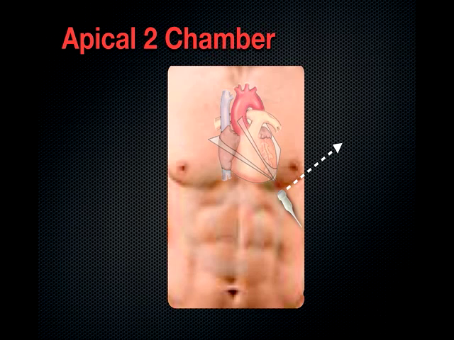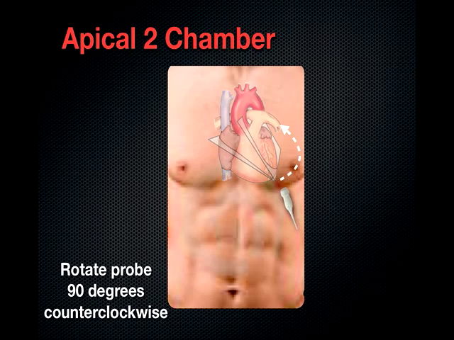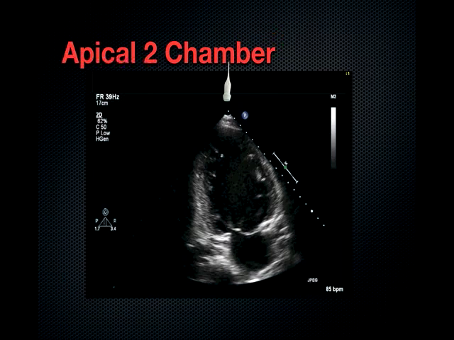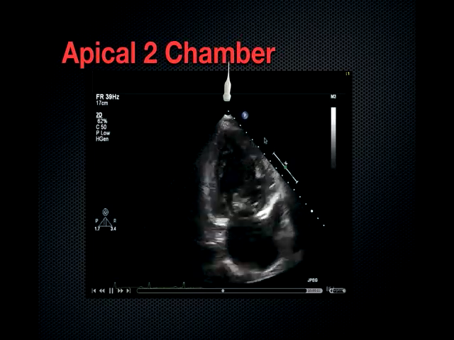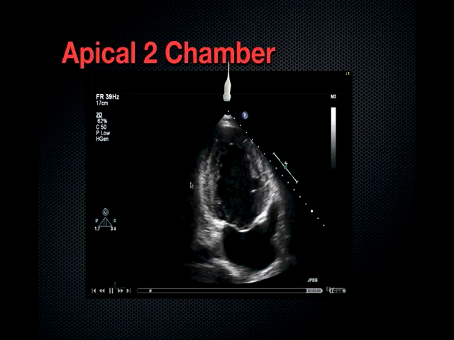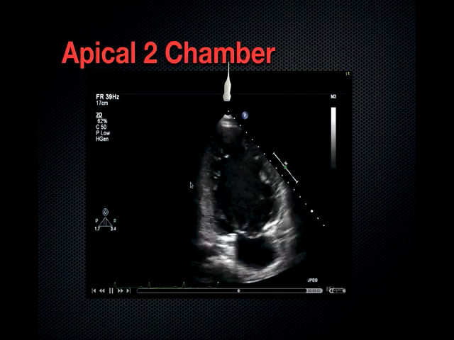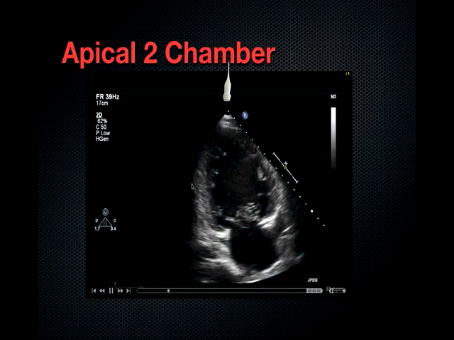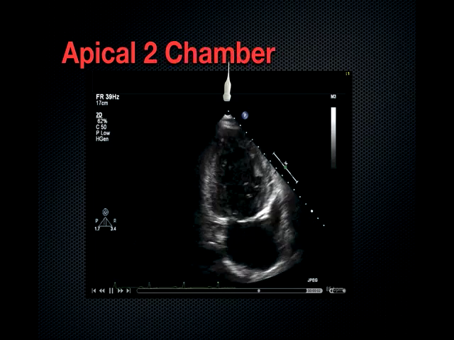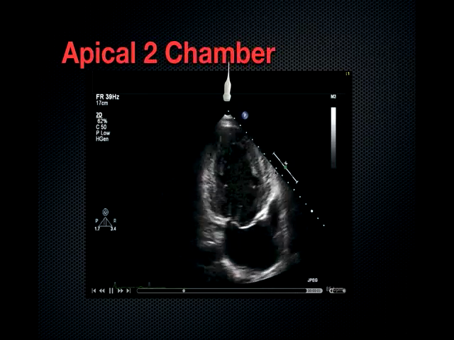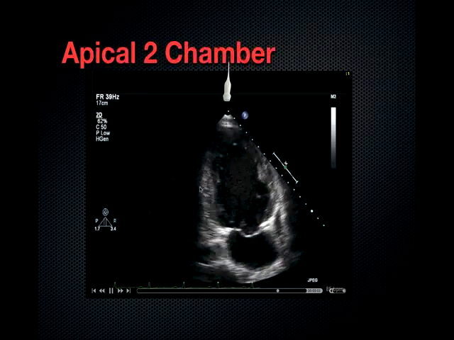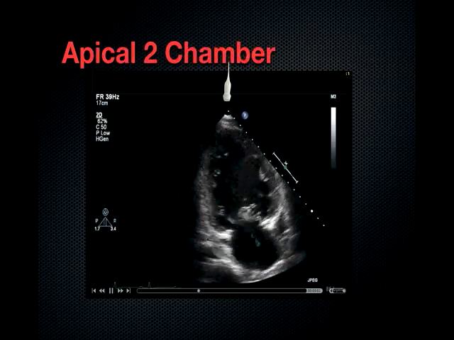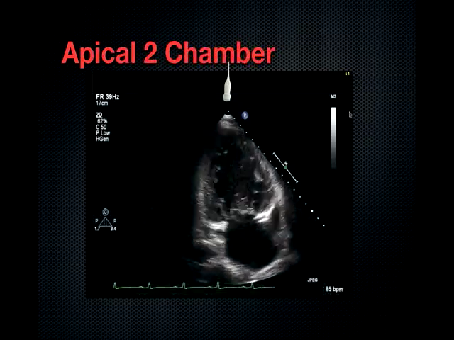If you're going to get an apical 2-chamber view, then we rotate the probe counterclockwise 90 degrees and angle slightly towards the patient's left. In this view, we would get the anterior and the inferior walls, whereas before we saw the septal and lateral walls of the left ventricle. So the anterior and inferior walls of the left ventricle and the mitral valve. You can see a little bit of the atrial appendage here.